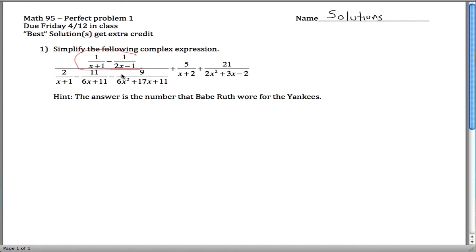So maybe I'll first try to simplify what I've circled in red here. What I have is 1 over x plus 1 minus 1 over 2x minus 1. If I want to subtract these rational expressions, I have to find a least common denominator. Neither of these will factor, so my least common denominator is just x plus 1 times 2x minus 1. In order to make both of these have the same denominator, I'll have to multiply this one by 2x minus 1 over 2x minus 1.